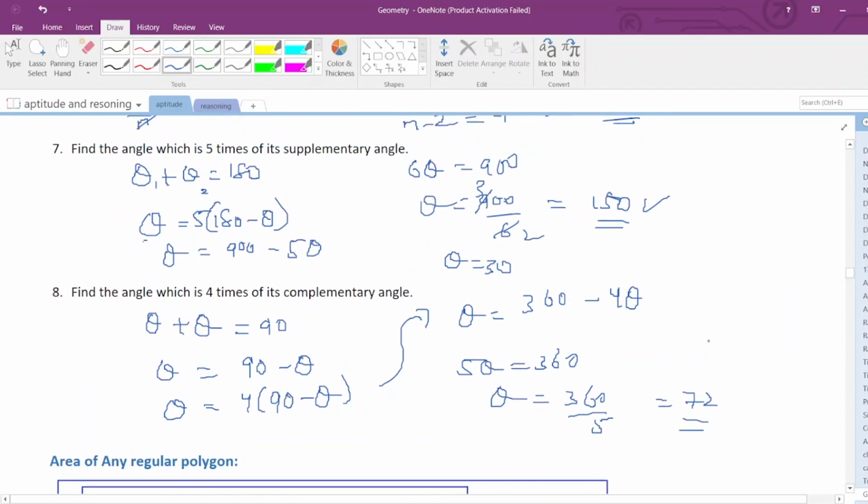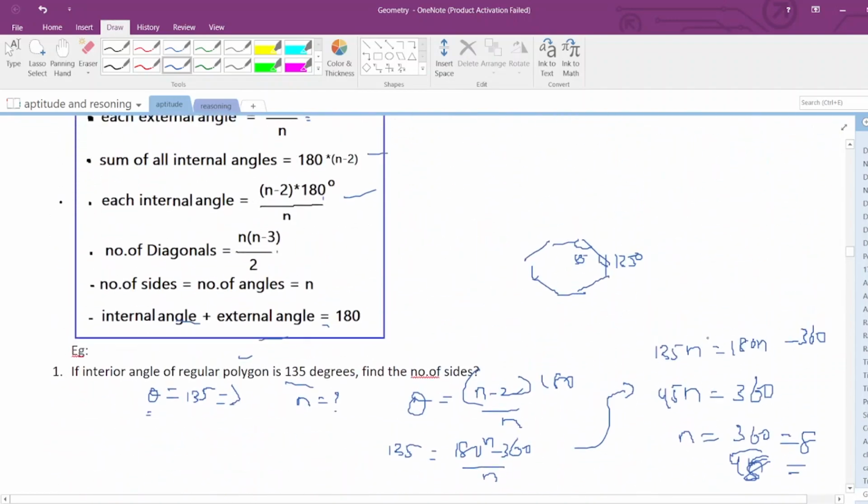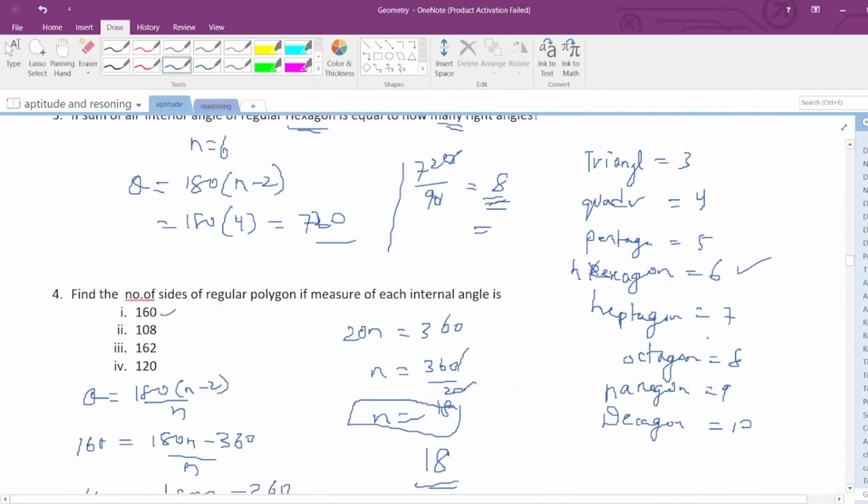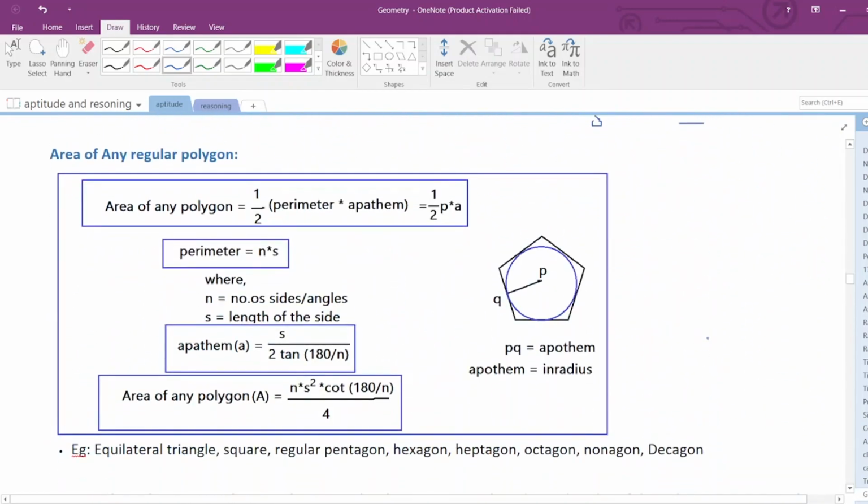Okay, so this is basically interior angle, exterior angle, diagonal based questions. Now let's move to the area. How to find the area of a regular polygon. See here, I consider a pentagon which has 5 sides, and there is an internal circle touching all the sides that I have drawn. So if we want to find the area of this pentagon polygon, it is half into perimeter into apothem.